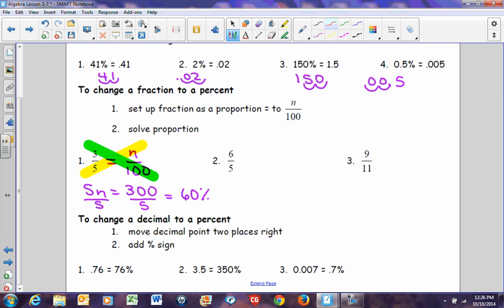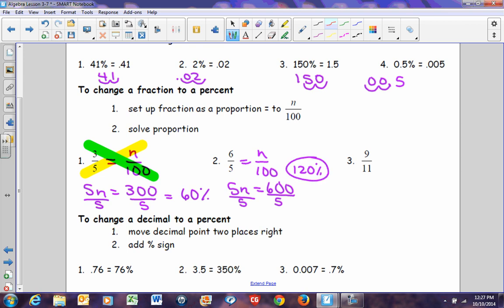To do your next problem, you again set it up as a proportion. 6 over 5 equals n over 100. Again, cross multiply. 5n equals 600. Divide by 5. 600 divided by 5 is 120, so this would be 120%.